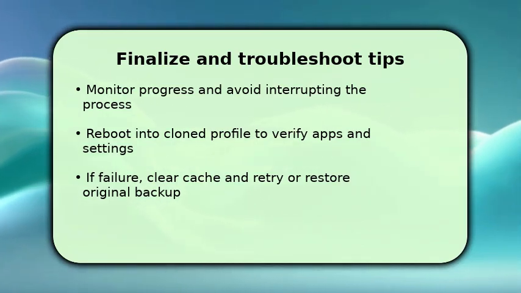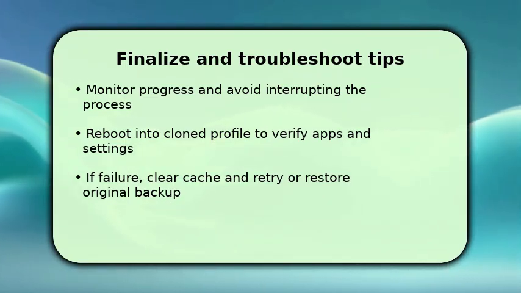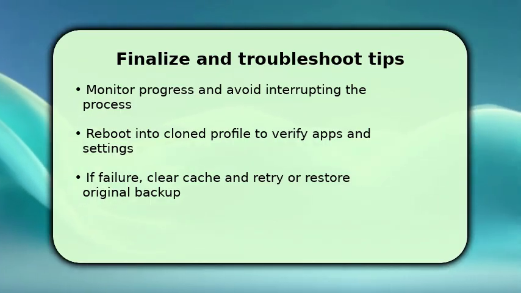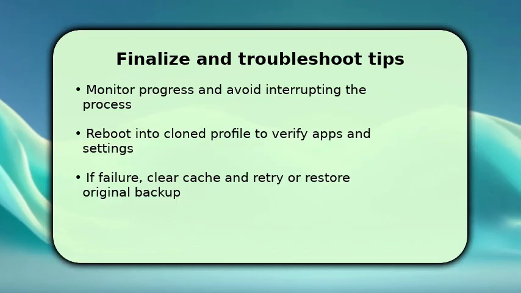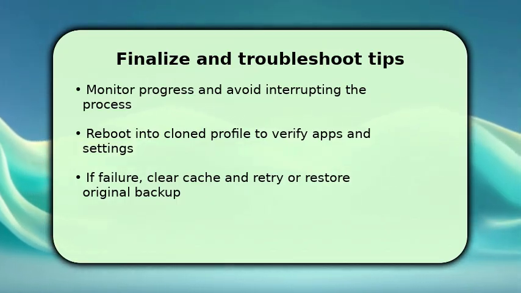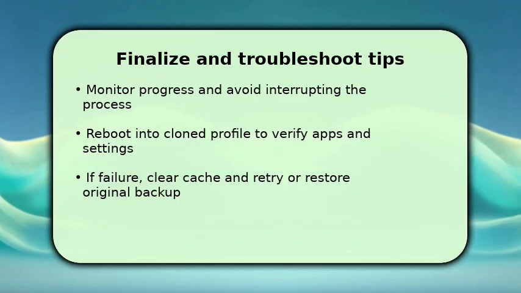Make adjustments in Settings, then System Cloner, if permissions or shortcuts need fixes. If something goes wrong, clear the cache partition, ensure sufficient storage, then retry. Otherwise, restore from the backup you made at the start. Remember, persistence and methodical checks solve most cloning errors.